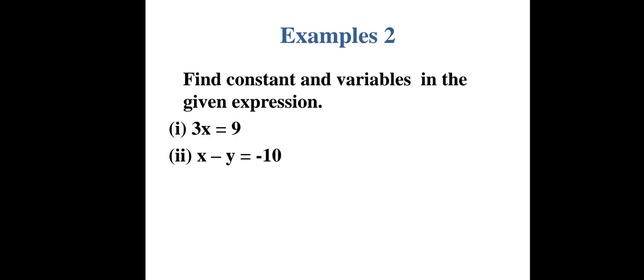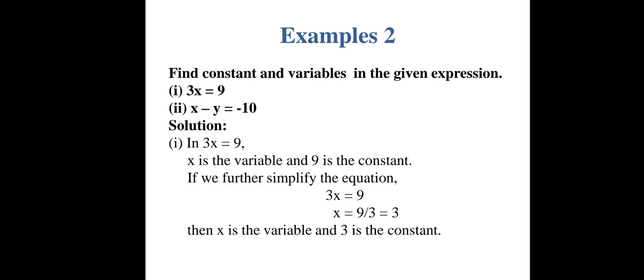We have two equations here: 3x = 9 and x - y = -10. We'll take the first one, 3x = 9, where x is the variable and 9 is the constant. If we simplify the equation, 3x = 9, the 3 goes to the other side as a division, 9 by 3 gives 3. So from this solution we can say x is the variable and 3 is the constant.